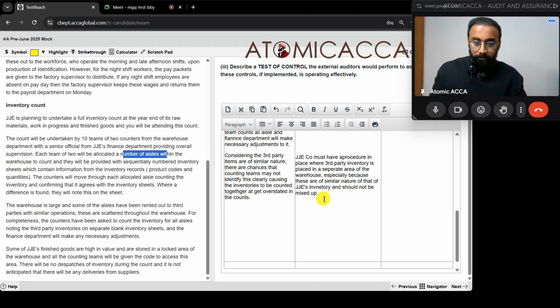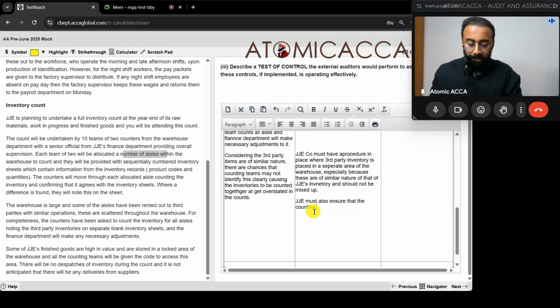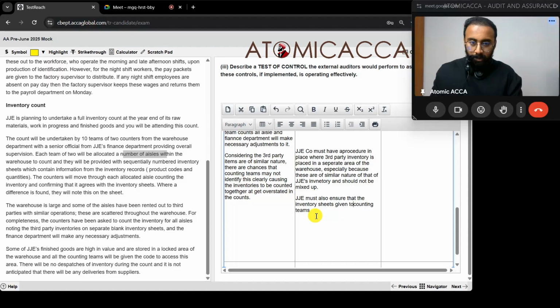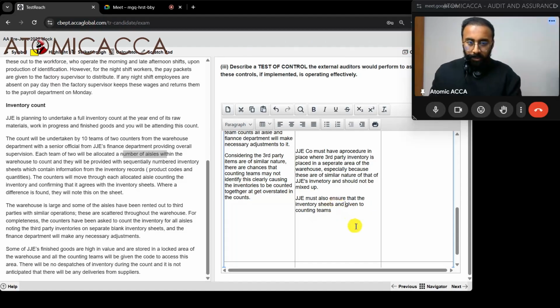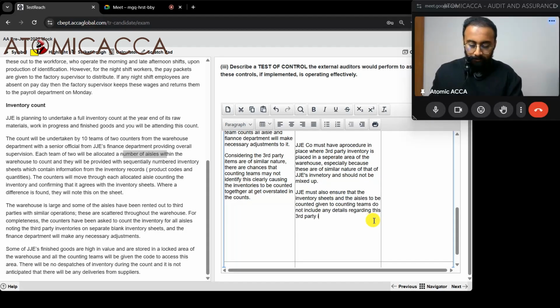So the JJ must also ensure that the counting teams should also ensure that the inventory sheets given to counting and the aisles to be counted given to counting teams do not include any details regarding this third party inventory. So that is enough.